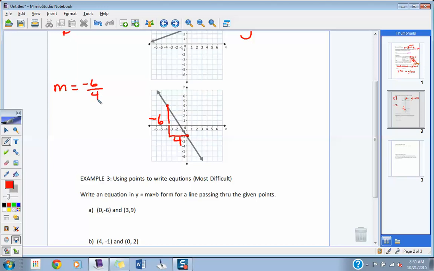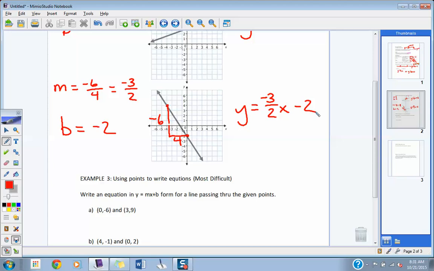-6/4. Could I choose to reduce that or write that differently? What will that reduce to, Nolan? -3/2. Very good. And then how about the y-intercept? What is my y-intercept? -2. So to express the equation of this line in the coordinate plane in slope-intercept form, I'm going to write this as y equals negative 3 over 2 x, and then minus 2.